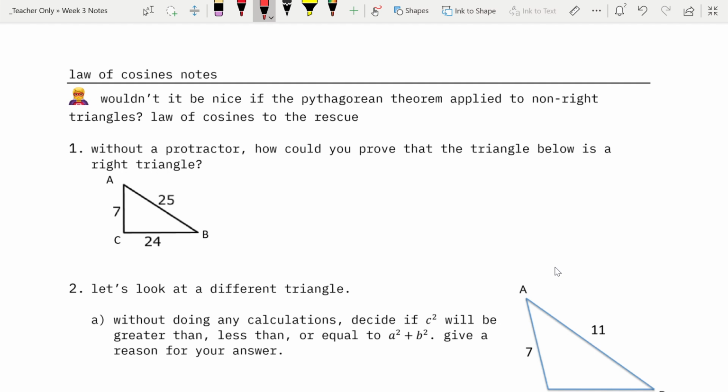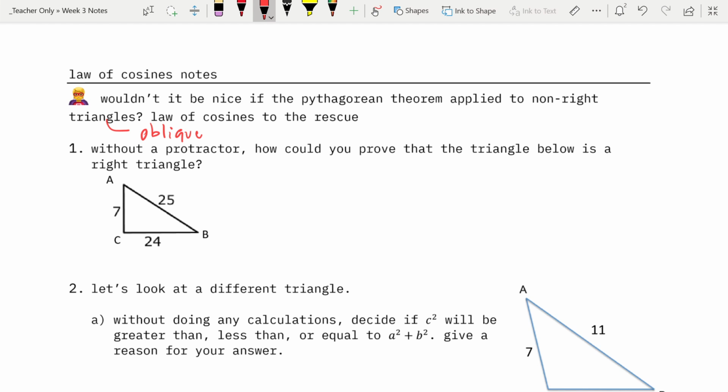So I've got this little note up here. Wouldn't it be nice if the Pythagorean theorem applied to non-right triangles, or another way we can say that is oblique triangles? Law of cosines to the rescue. So law of cosines is basically adding this little correction factor to our Pythagoras, which is a squared plus b squared equals c squared.